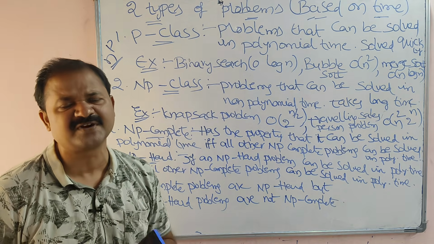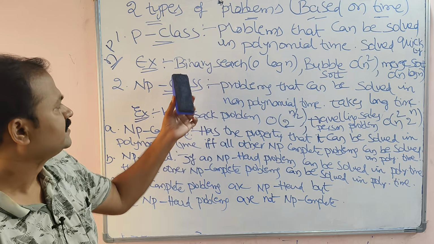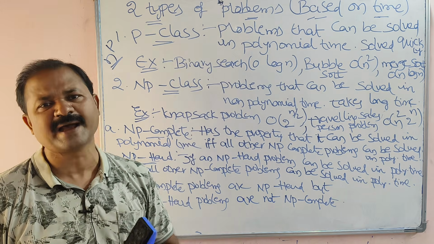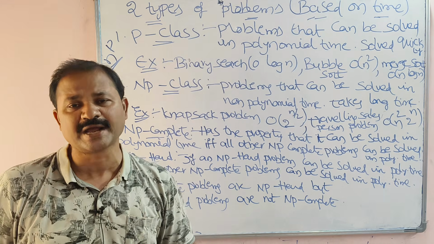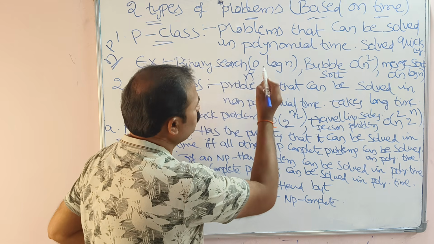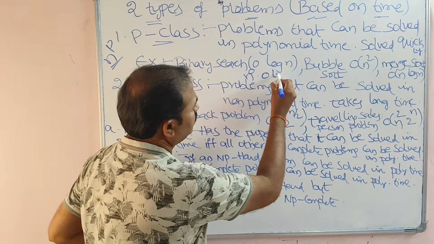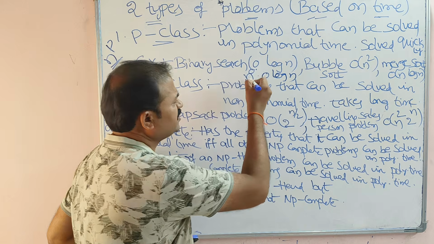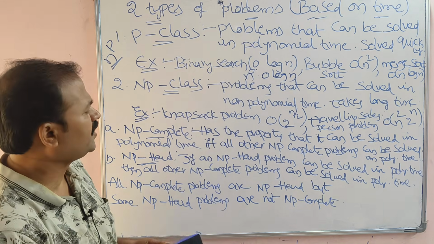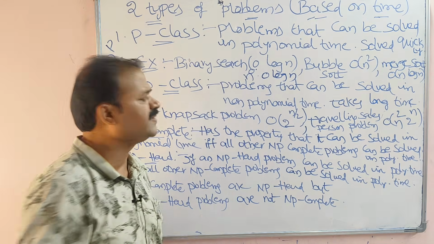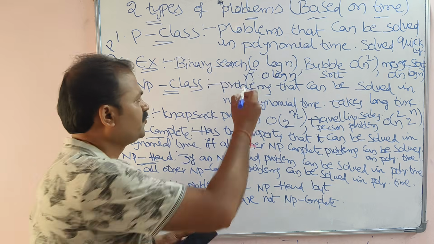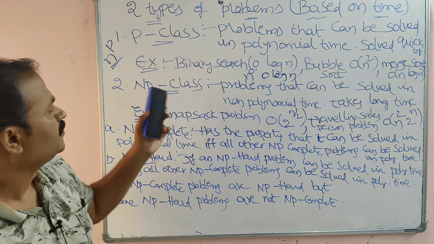The best examples for the P class problems: the first one is binary search. We know the time complexity of binary search is order of log n. Order of log n can be written as n power 0 into order of log n. So n power 0 is nothing but 1, so 1 into order of log n is nothing but order of log n. So n power something is nothing but polynomial time.